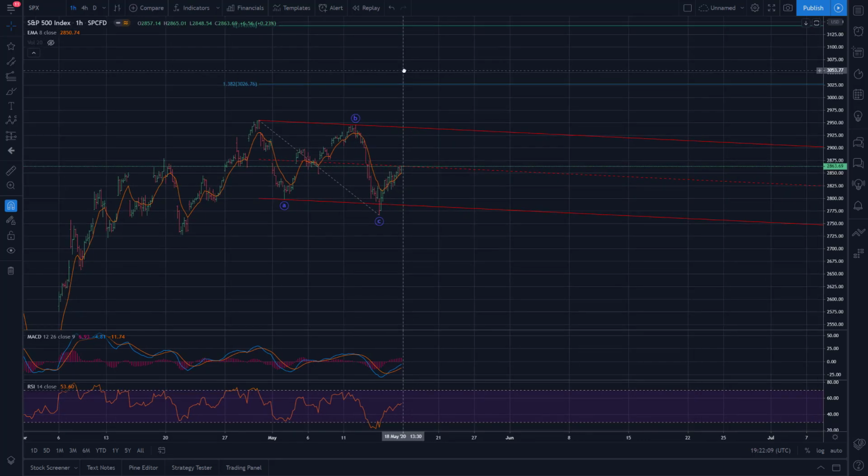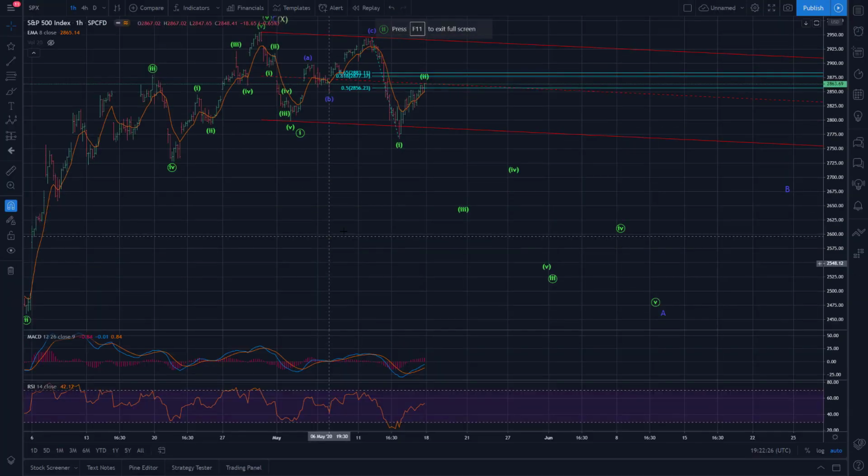Again, this is not what I think is going to happen, but if we just keep going up and we take out that level, then those are some upward targets to look at if you want to try and trade it on the long side. Again, I don't think that's what's happening at all, and I'm heavily favoring this interpretation, but it's good to have it in your back pocket.